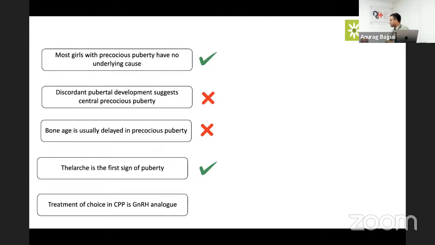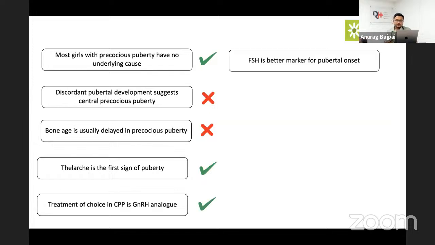But the problem with GnRH antagonists is that they are short acting. GnRH antagonists are there for ovulation induction, for IVF management, but you need to give multiple injections there. So that's why GnRH antagonists are not used. GnRH analog definitely is the treatment of choice. Yeah. Next.